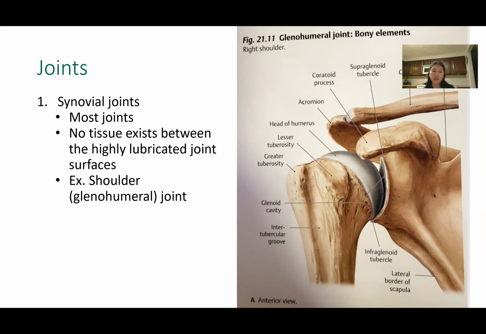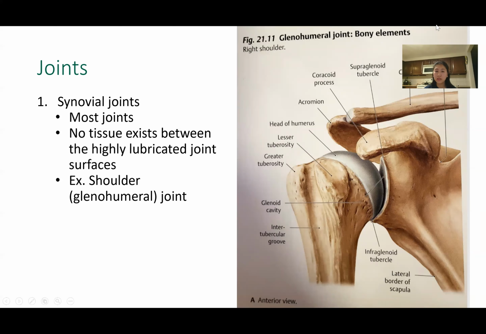It's seen a lot in human bodies. So there's no tissue existing between the highly lubricated joint face surfaces. The example that I gave you right here is the shoulder joint. The shoulder joint is actually the most mobile joint in your body altogether. It's the number one most mobile joint. It can move 360 degrees.